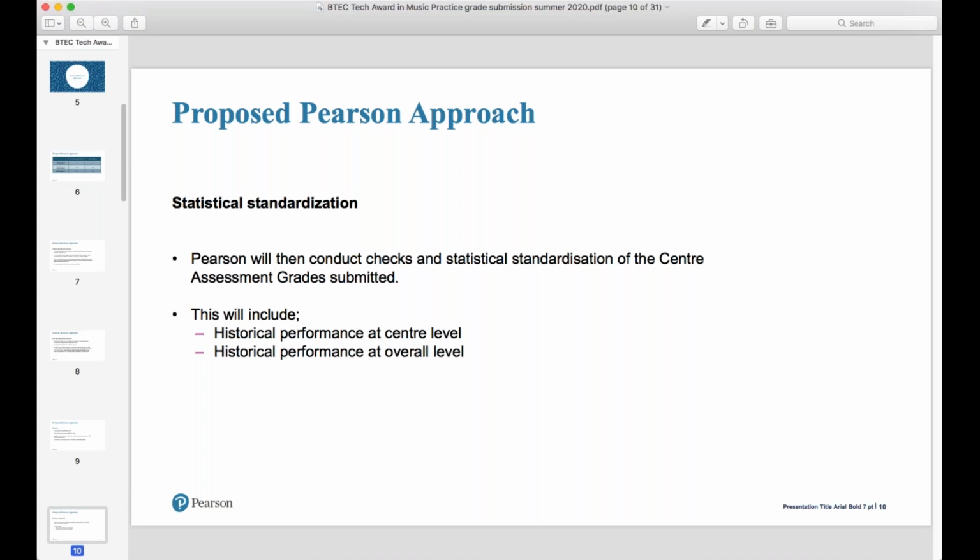We're also going to carry out some checks and statistical standardization of the centre assessment grades, and this would include things like historical data at centre and overall level.